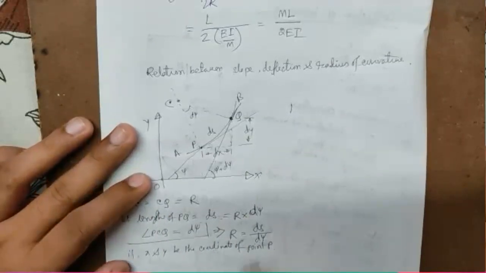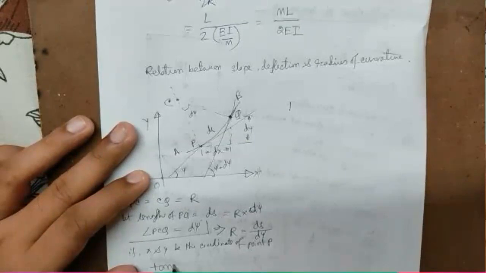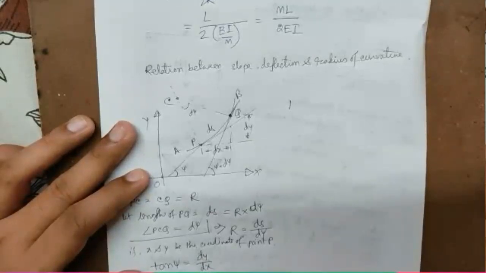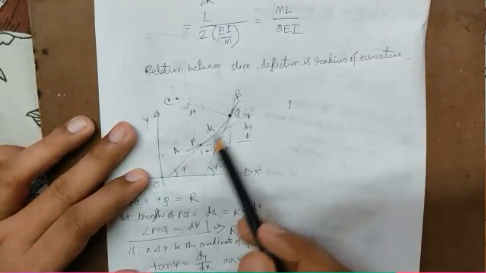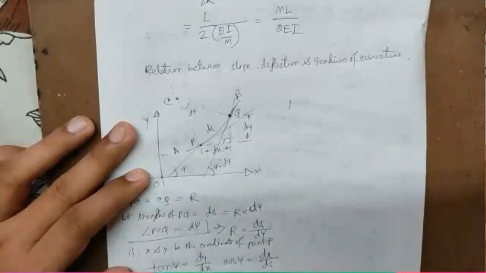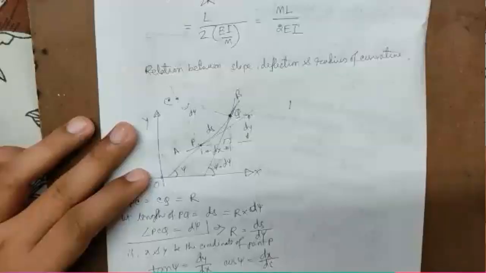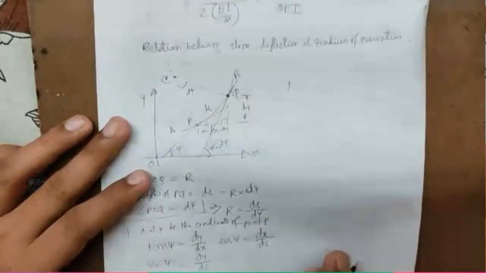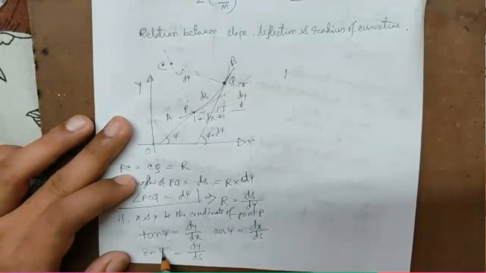In that case, you will find tan psi is equal to dy by dx, sin psi is equal to dy by ds, and cos psi is equal to dx by ds. So if you just look at this right angle triangle, you can easily find out how this happens. These are all psi.